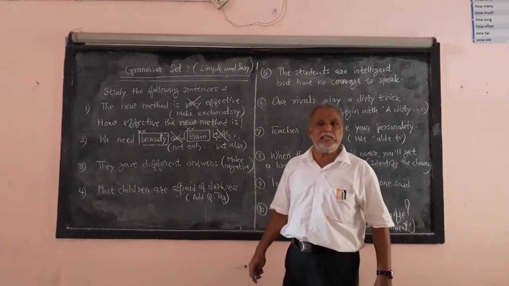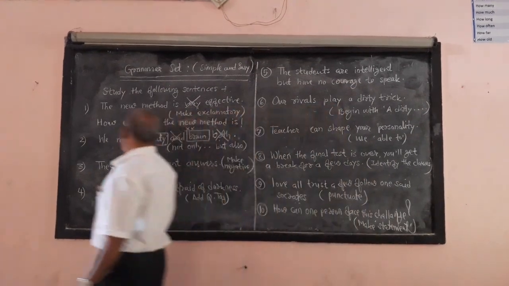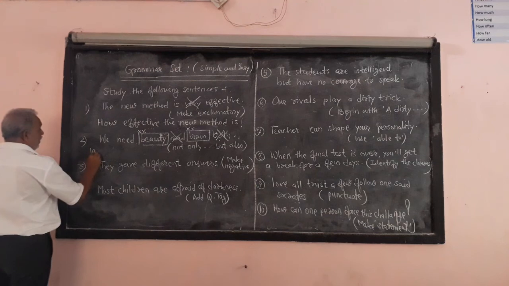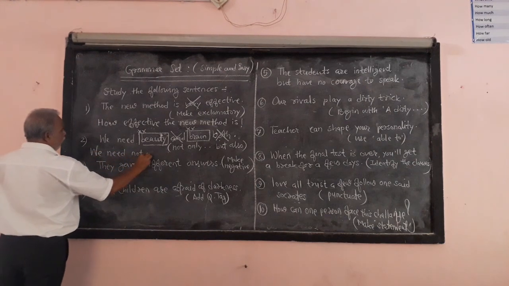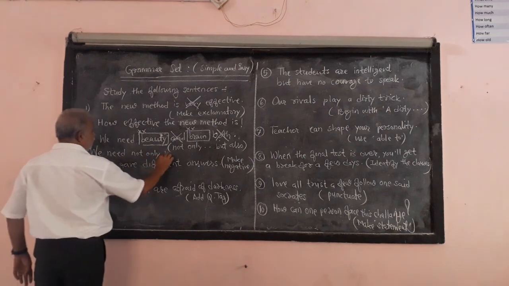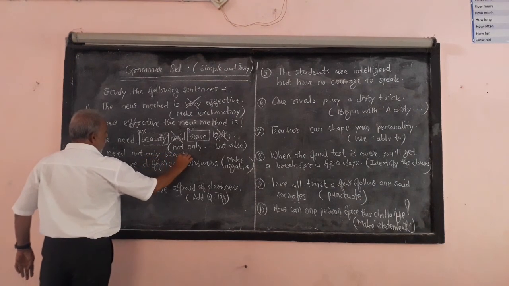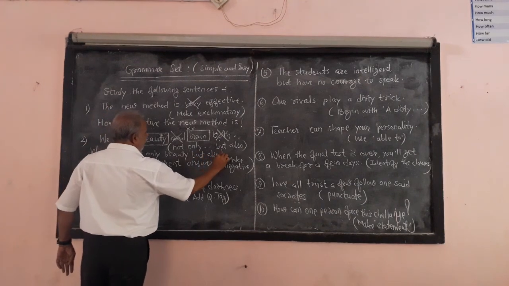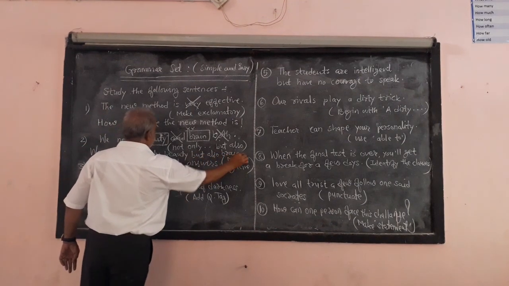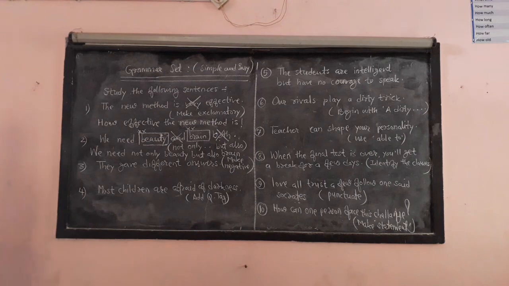Now let us write the sentence. We need not only beauty but also brain. We need not only beauty but also brain.